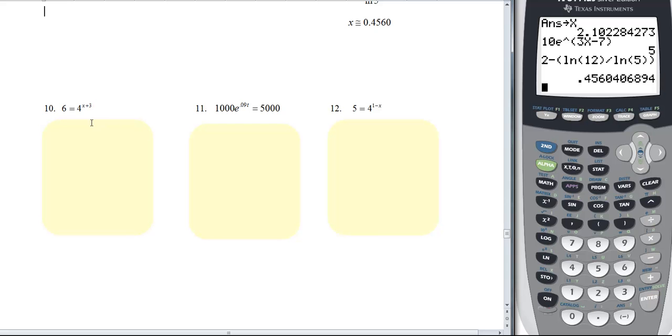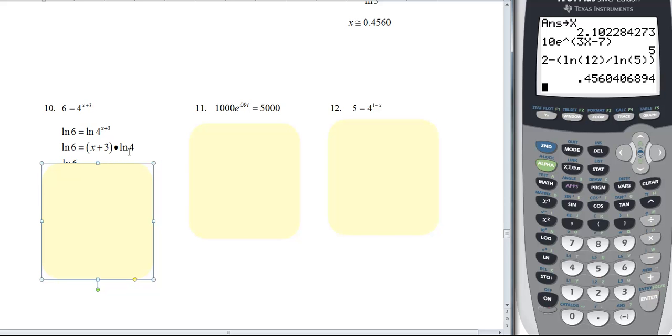In this one, base is isolated. That's raised to the unknown power. So take natural log or log of both sides. This is sort of similar to that problem we had earlier. I need to bring out this binomial in a parentheses, and I'm going to divide both sides by natural log of 4.